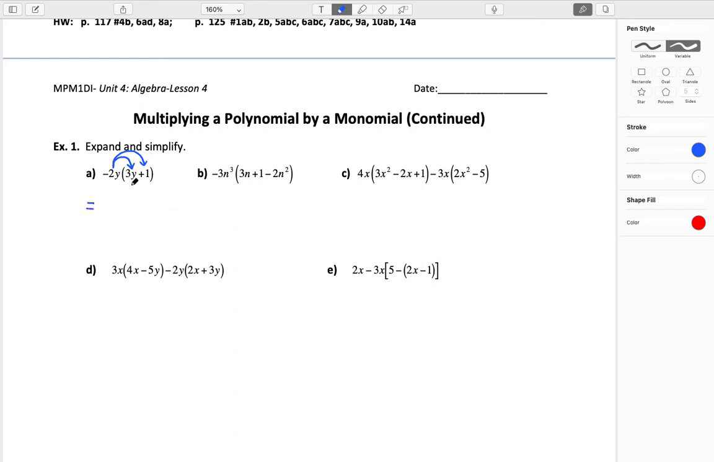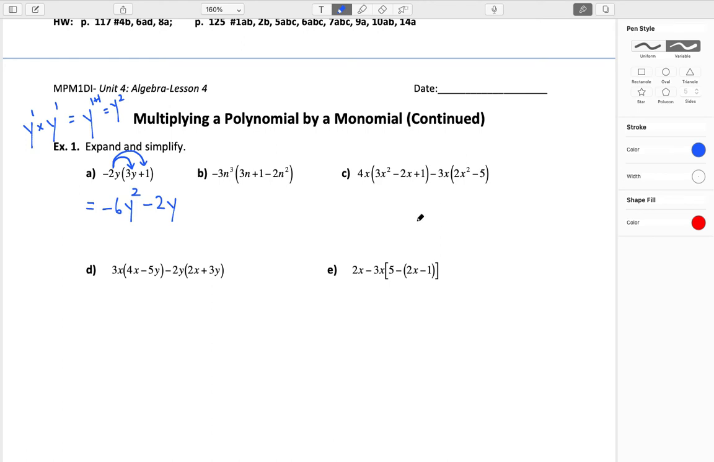So let's do the numbers first. Negative 2 times 3 is negative 6. And then y times y is y squared. Because remember, y times y, the exponent is 1. So when you're multiplying the same base, you add the exponent, 1 plus 1, which is y squared. And then negative 2y times positive 1 is going to be negative 2y. And you can't simplify further because there are no like terms.